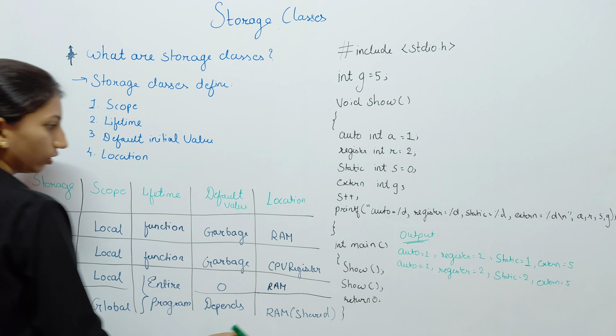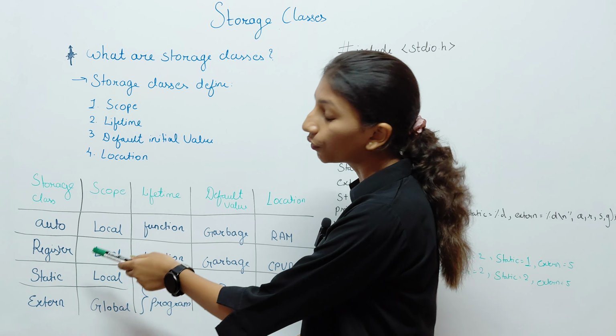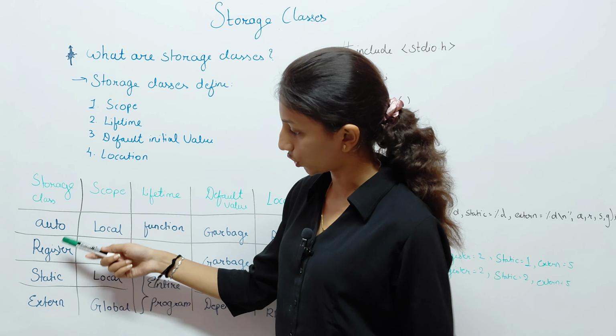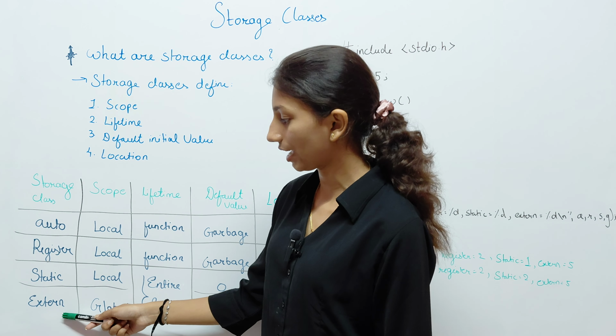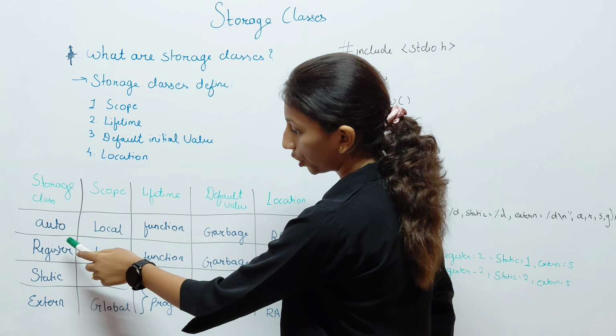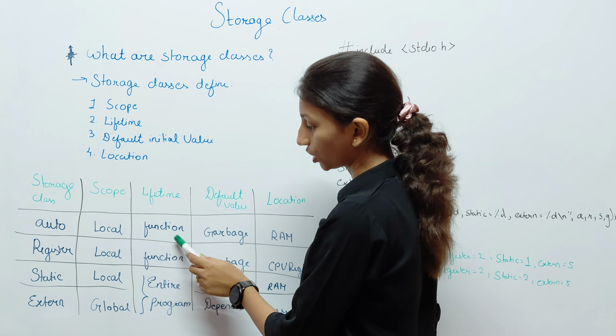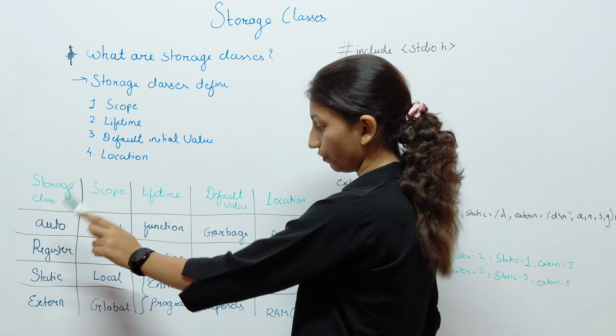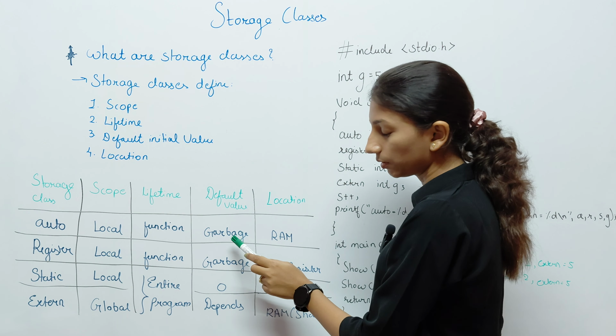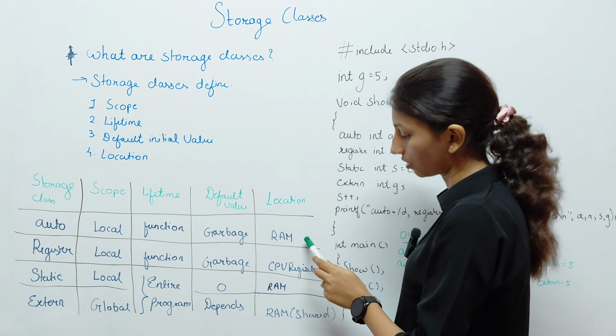Now here is the whole table. There are total 4 types of storage classes: auto, register, static and external. Scope of auto is always local. Lifetime means till the function exists, auto will exist. Default value will be always garbage and location is RAM.